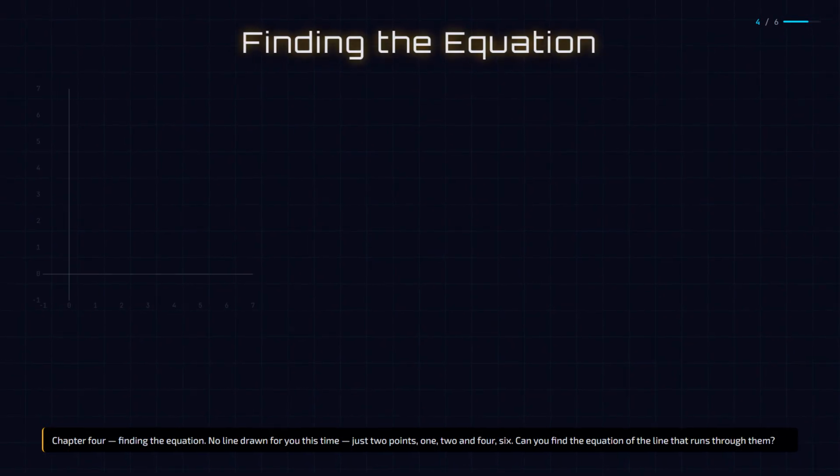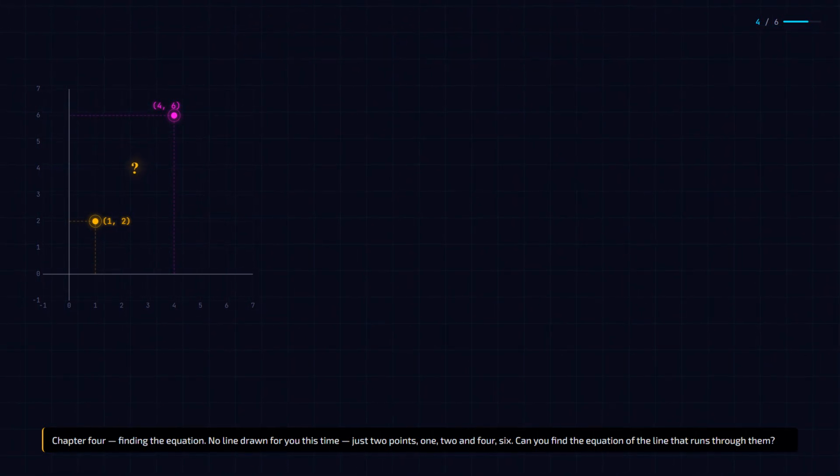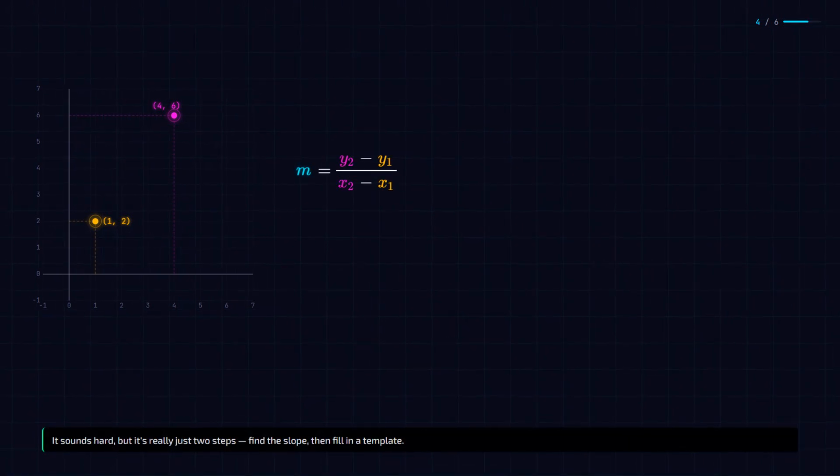Chapter 4. Finding the equation. No line drawn for you this time, just 2 points, (1, 2) and (4, 6). Can you find the equation of the line that runs through them? It sounds hard, but it's really just 2 steps. Find the slope, then fill in a template.